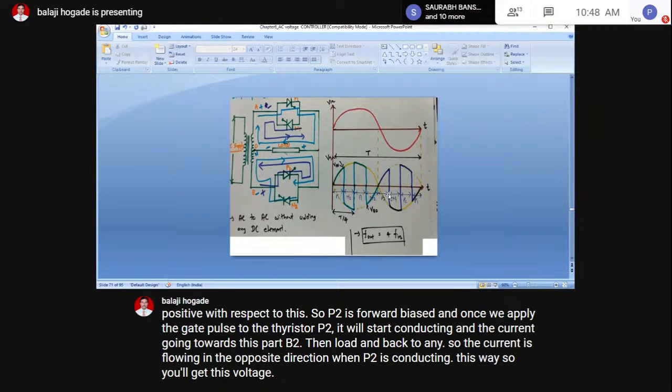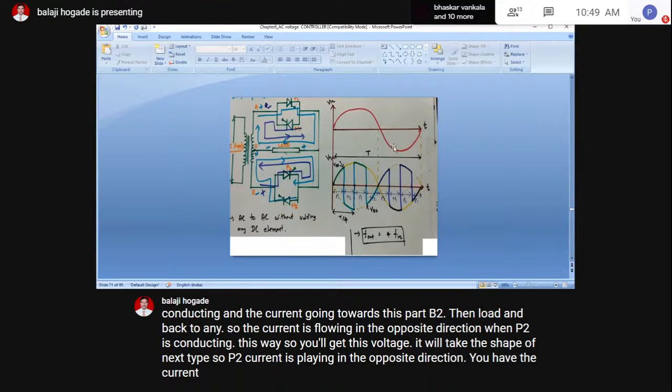It will take the shape of this type. So P2 current is flowing in the opposite direction. यहाँ पे current कैसे flow हो रहा है? Downward, यहाँ पे upward है. Right? So you are getting this positive part of the half cycle.